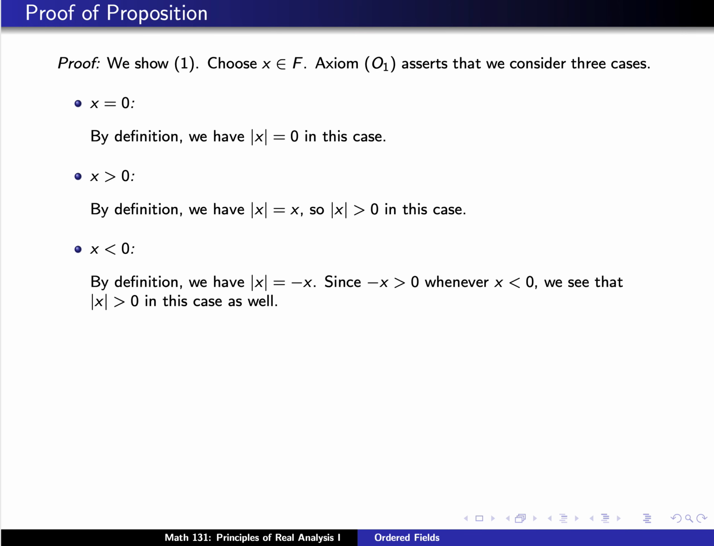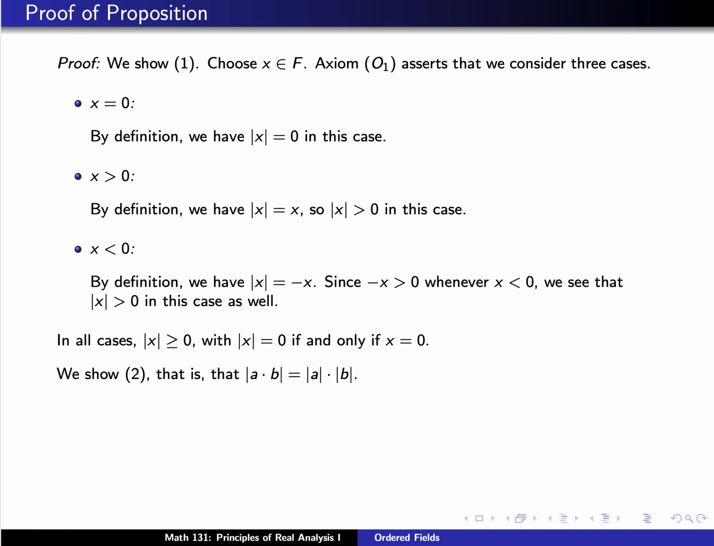Now say that x is negative. By definition, the absolute value of x is negative x. Since negative x is positive whenever x is negative, we see that the absolute value of x is greater than 0 in this case as well. So staring at these three cases, we see indeed that the absolute value of x is greater than or equal to 0, where the absolute value is equal to 0 if and only if x itself is equal to 0.